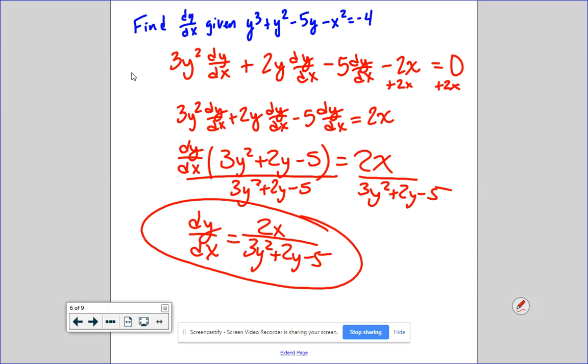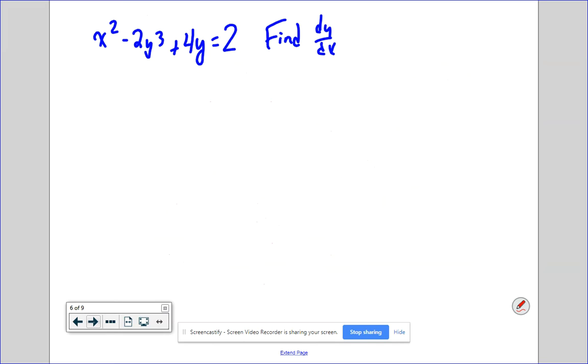Try that one. Same guidelines, same 4-step process.